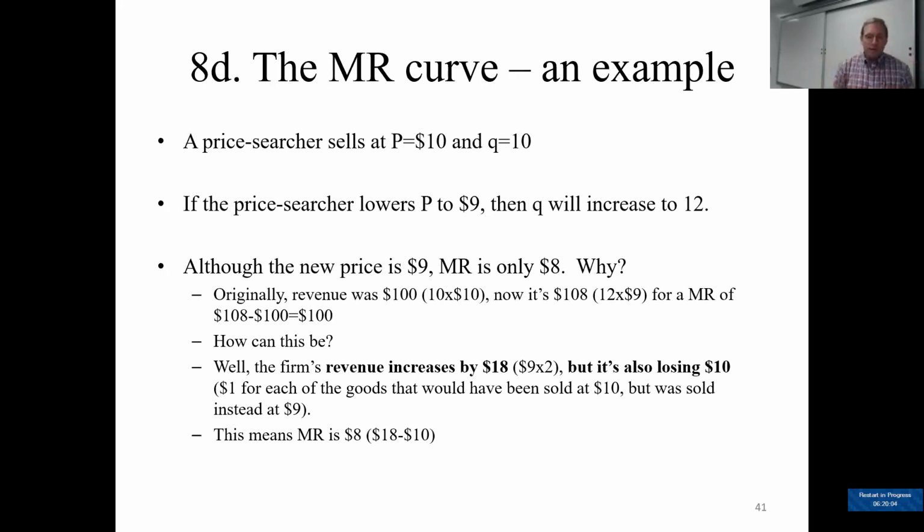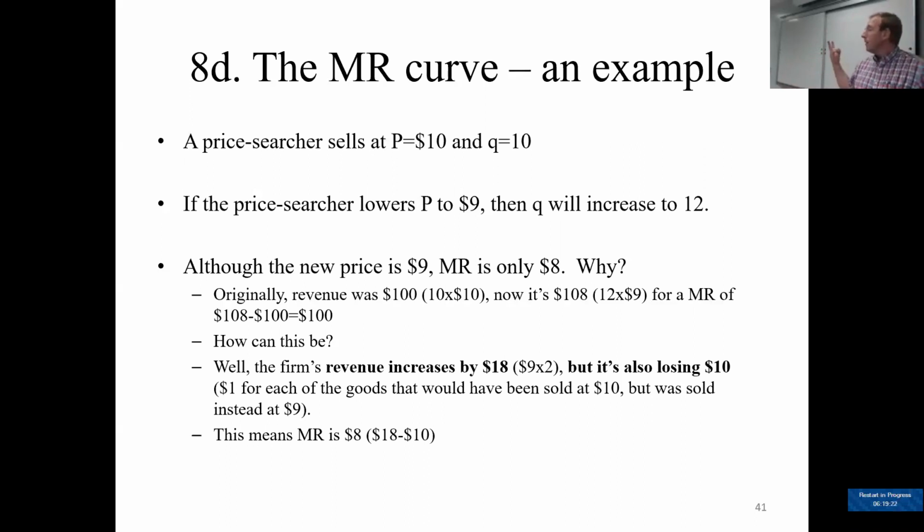Why? Let's walk through this. So originally your revenue was $100, right? Look at the top of the screen, a price of $10, a quantity of 10. I made it easy on myself. 10 times 10, you're bringing in $100. Now you're bringing in, if you lower the price, $108, 12 times 9. So your marginal revenue from selling one more unit goes from $100 to $108, which is a marginal revenue of $8. So here's the puzzle. Wait a minute. You lowered your price to $9, but you're only bringing in $8. How can that be? And the reason is your revenue just went up by $18.